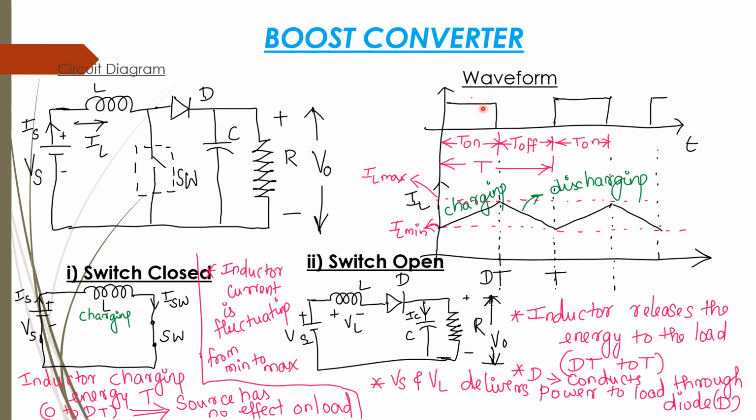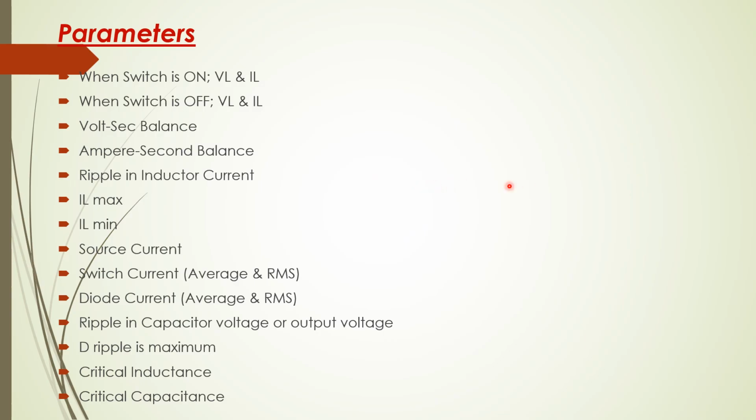So during the switch on condition, T on, inductor current is charged, and see this line is decreasing. Why? Because the energy in the inductor is released during the off position or when the switch is open. So this is charging and this is discharging for T on and T off. And the IL is actually fluctuating between IL minimum to IL maximum, not from zero. These are the few parameters that we are going to analyze.